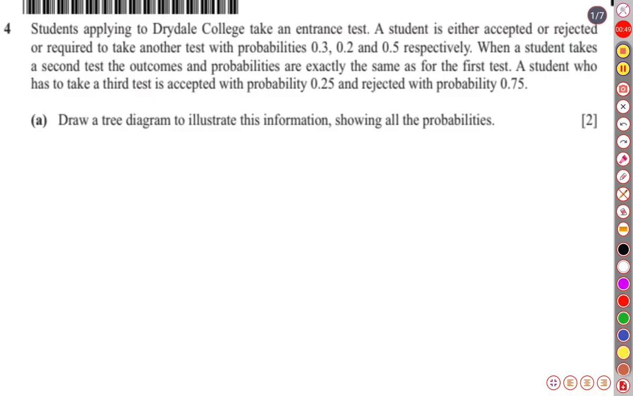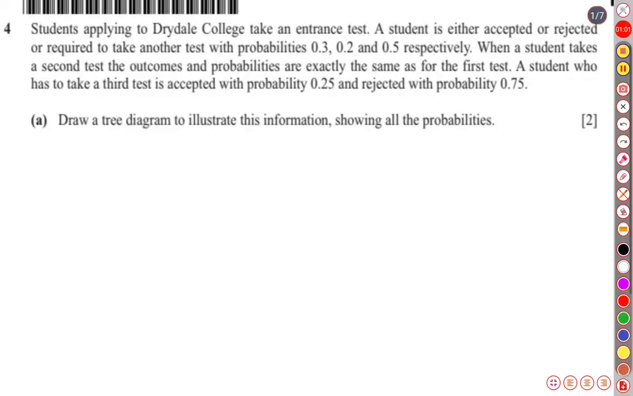Well, the question seems to be very complicated and large, but the solution is not as difficult as it seems to be. So let us draw the probability tree diagram. For the first test, there are three possibilities.